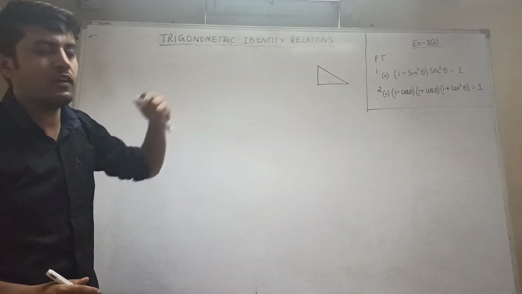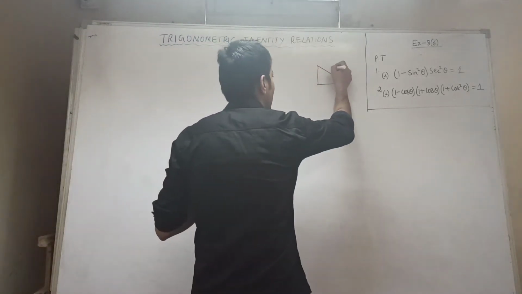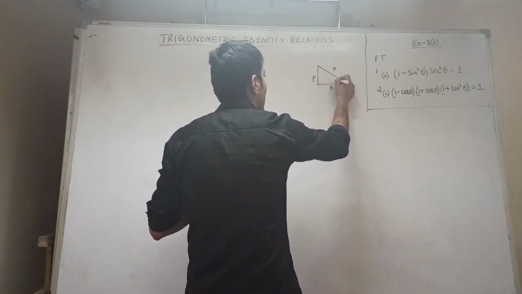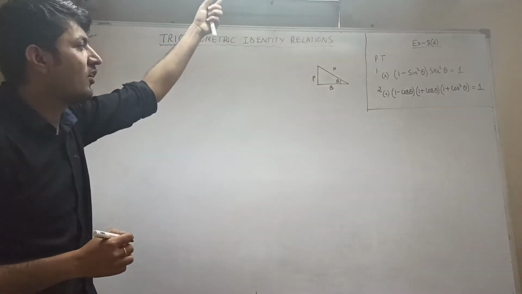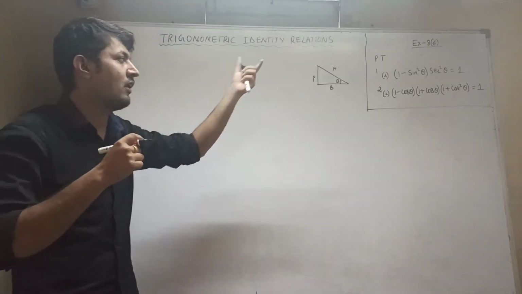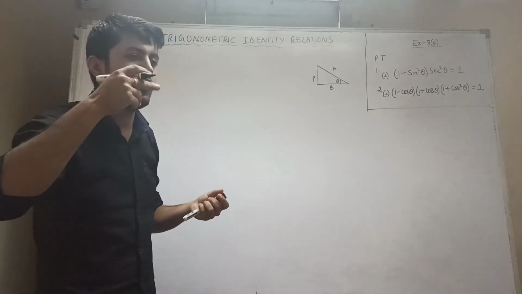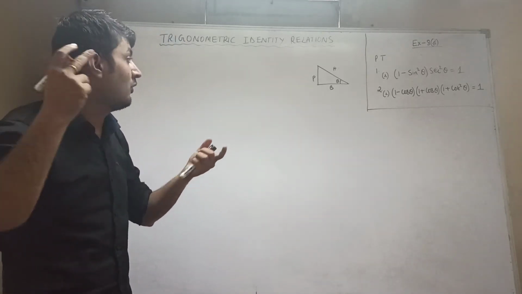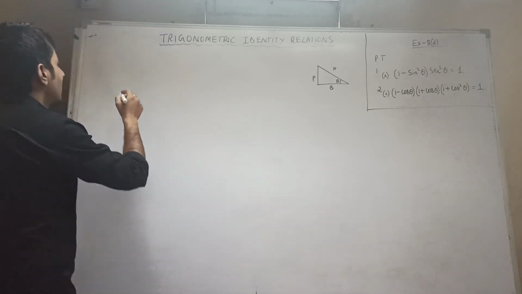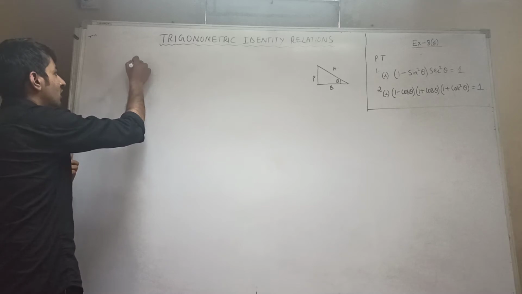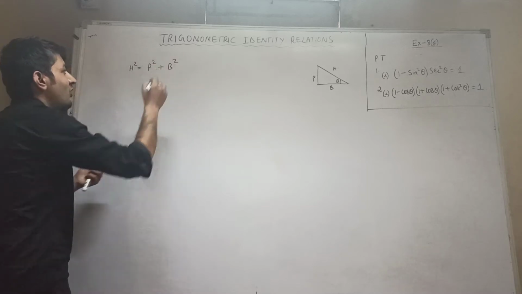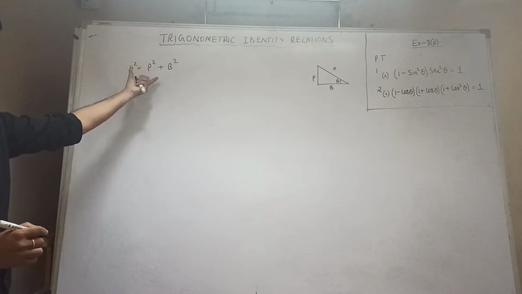Whenever I say right angle triangle, there is a hypotenuse, there is a base, there is a perpendicular. Let me put my theta here. So this becomes your right angle triangle. Whenever I say right angle triangle, what comes to your mind? You will be thinking about the Pythagoras theorem. So what is the Pythagoras theorem? H square is equal to p square plus b square. This is your Pythagoras theorem.